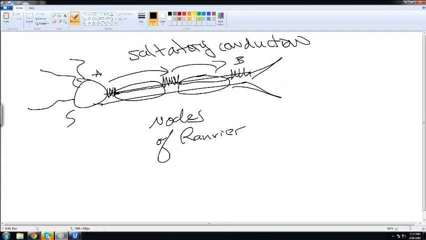It's an O. Saltatory, I believe, is from, I think it's Greek. It means to leap. And so what this does is it's a much more efficient mechanism of moving an action potential down an axon. So instead of just going across the whole thing, it goes boing, boing, boing until it eventually hits the axon terminal, and it causes the same response.